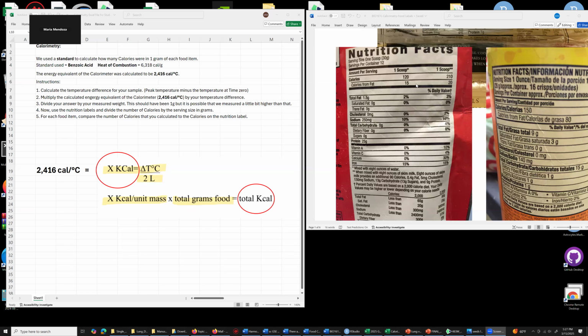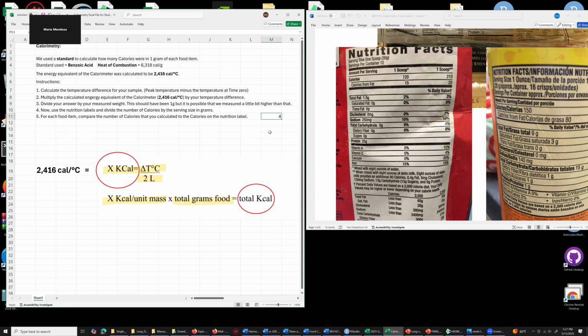So the number of calories here is 120. So we're just going to put equals 120 divided by, and then it says by the serving size in grams. So it says serving size is 1 scoop, but it also gives you how many grams. So we're going to put 30 and then enter. So that gives us 4.